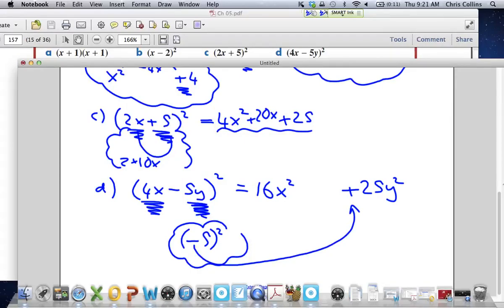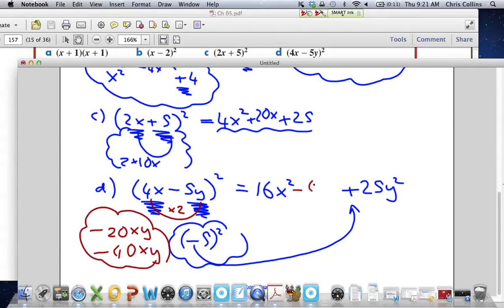Now, let's bring in the happy smiley face. 4x times this one. Okay, I've got a bit of thinking to do. 4 times 5 is 20. A plus and a minus makes a minus. X times y is xy. But don't forget that you've got to double that smiley face, and that gives you minus 40xy. So I've thought of that there, put it in here, and there is the final answer. Hands up if you got all 4 correct. Okay, if you got all 4 correct, well done, people.